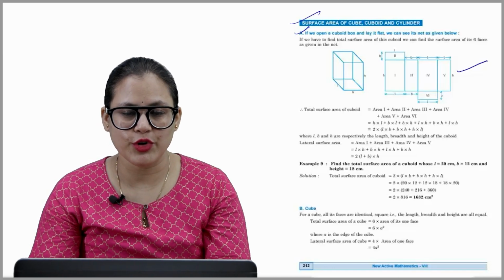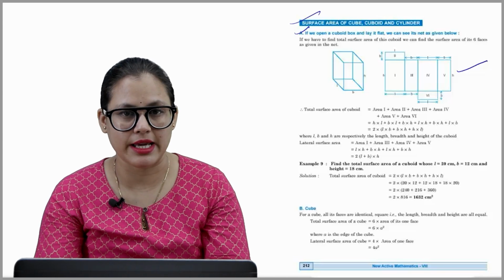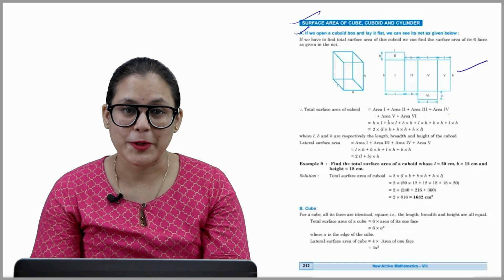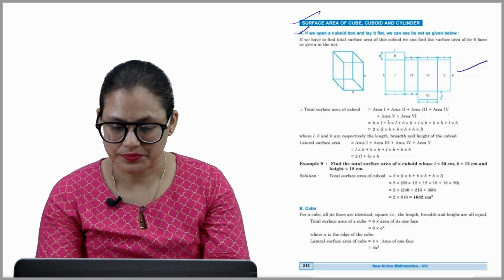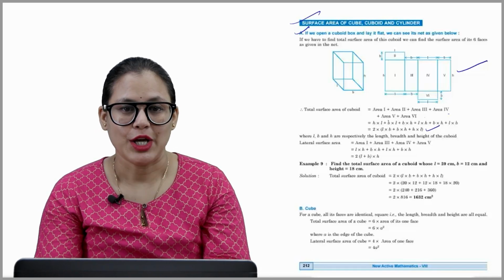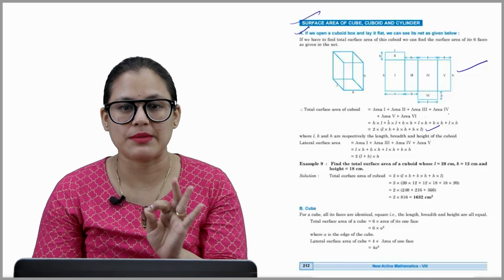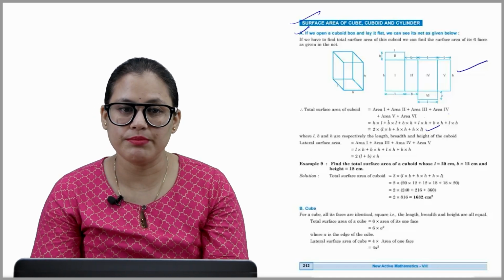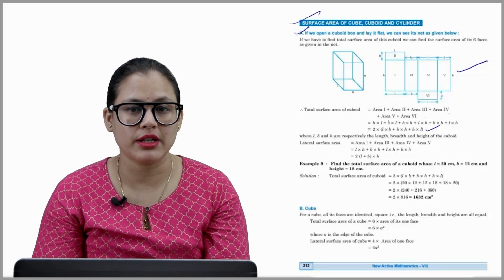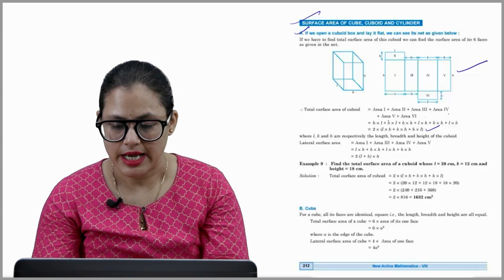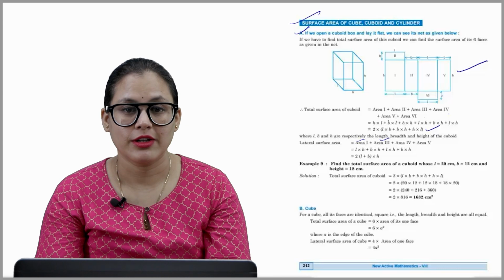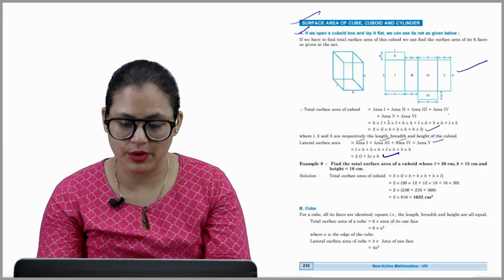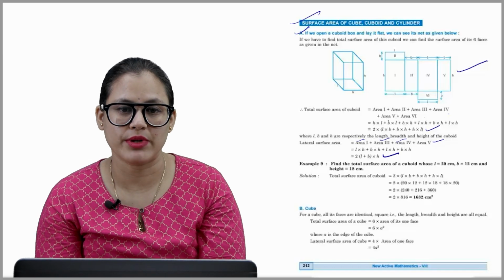So the total surface area of the cuboid is area 1 plus area 2 plus area 3 plus area 4 plus area 5 plus area 6. Here we get 2 into (length into breadth plus breadth into height plus height into length), where L, B and H are respectively the length, breadth and height of the cuboid. The lateral surface area is area 1 plus area 3 plus area 4 plus area 5, that is, the formula 2 into (length plus breadth) into height.